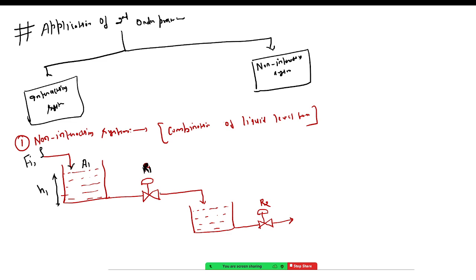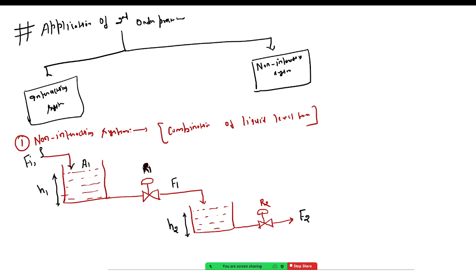After that, the outlet flow rate of the first tank I will assume is F1. This outlet of the first tank works as the inlet of the second tank, and I'll assume the height of the second tank is H2, meaning the height of the water level in this tank. The resistance incurred by the valve after the second tank is R2, and the final outlet flow rate of this tank is F2, right? So I hope this diagram is clear to all of you.